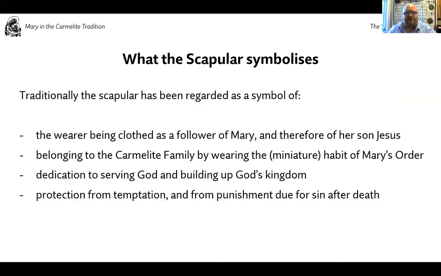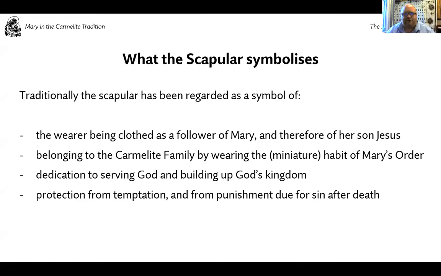So what does the scapular symbolize? Traditionally, it's been a symbol of the wearer being clothed as a follower of Mary and therefore of her son Jesus. It's a symbol of belonging to the Carmelite family because it's a miniature version of the habit of Mary's order. It's a sign of dedication to serving God and building up God's kingdom, and a sign of protection from temptation and from punishment due for sin after death. Those are the traditional interpretations of the main symbolic values of the scapular. So let's just unpack those a little more deeply.